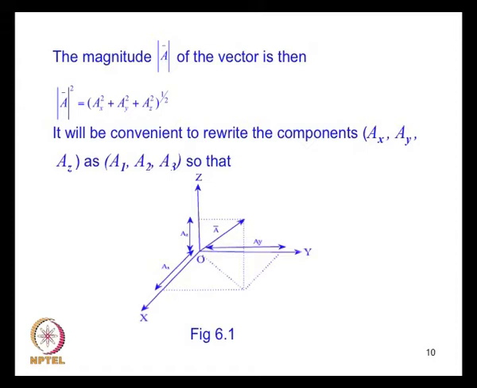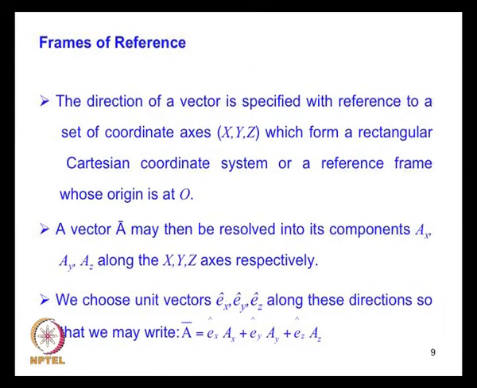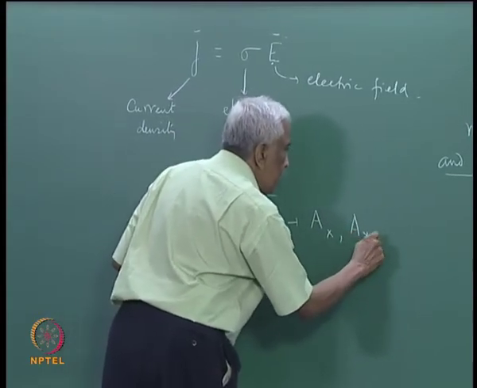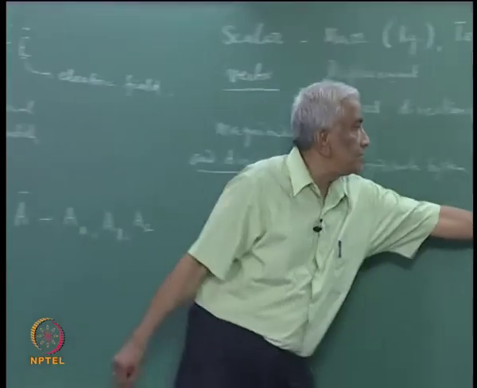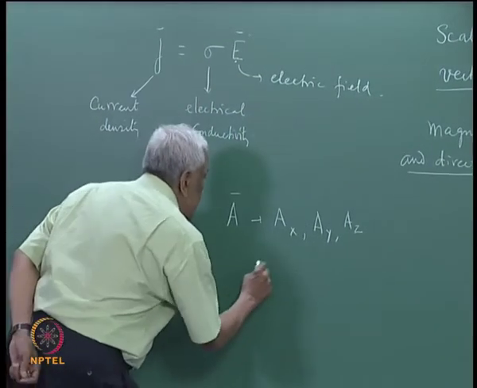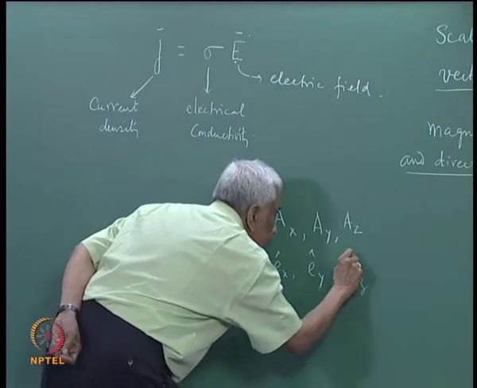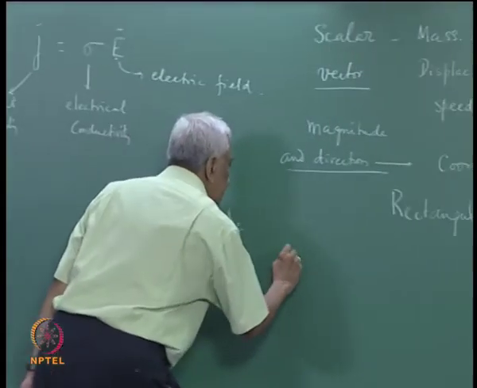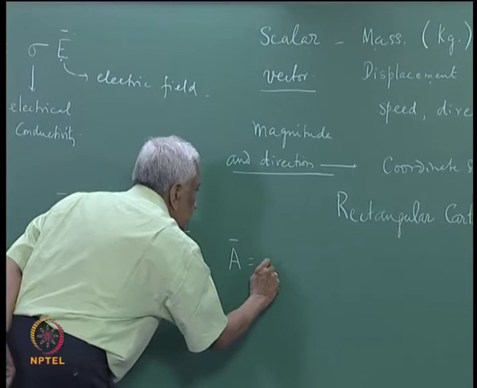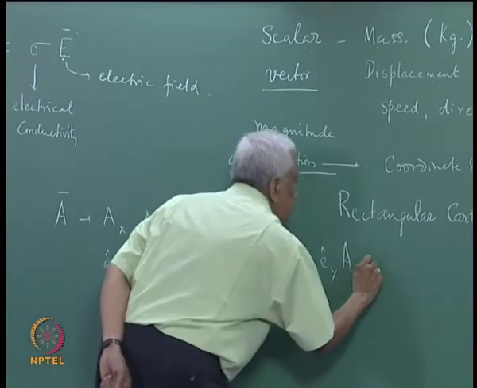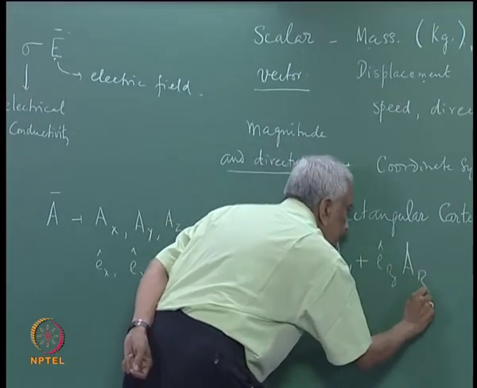and you specify the coordinates of an object by specifying a vector, for example. A vector A may be specified by giving its components Ax, Ay, Az along these three coordinate axes, and the unit vectors along these are given as Ex, Ey, Ez respectively. Then the vector A may be written as Ex Ax plus Ey Ay plus Ez Az.